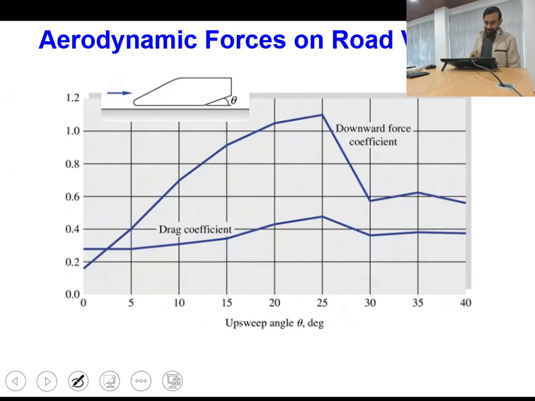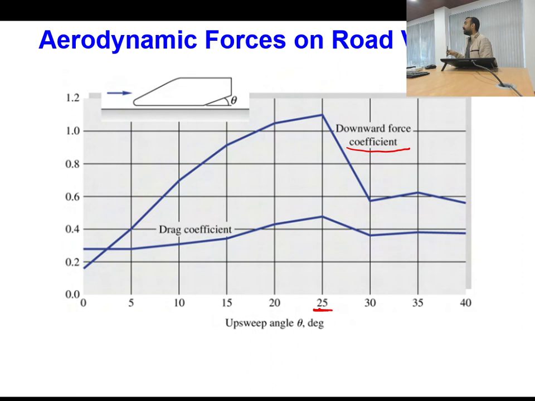Typically, one important point is the upsweep, which is provided at the rear face of the automobile. So this upsweep angle is very, very important. If the upsweep angle is close to 25 degrees, then we see that the downward lift force generated on this body is actually highest.